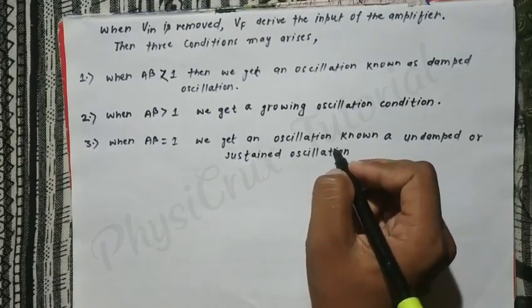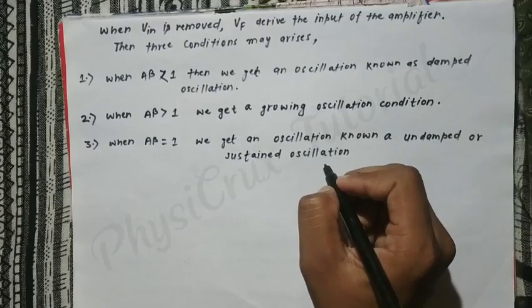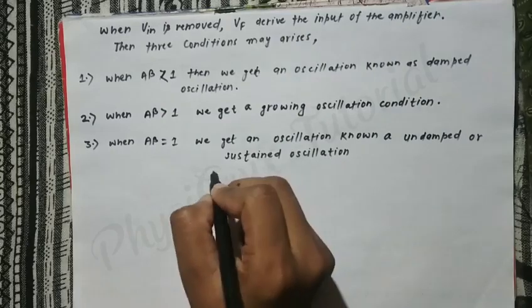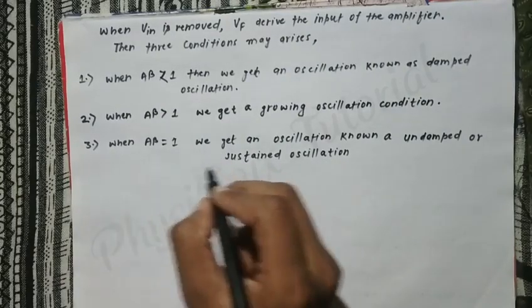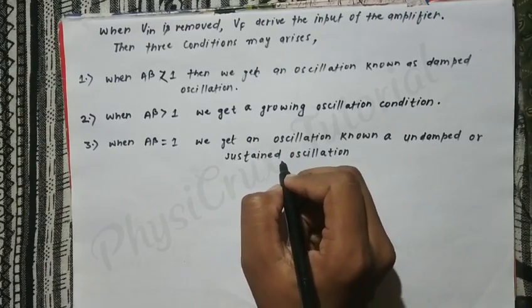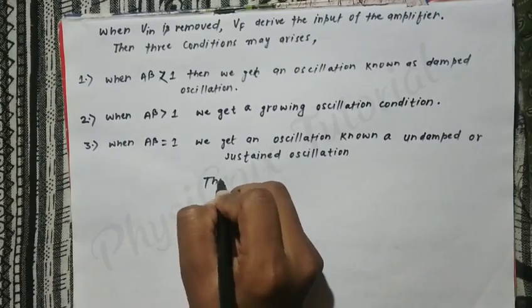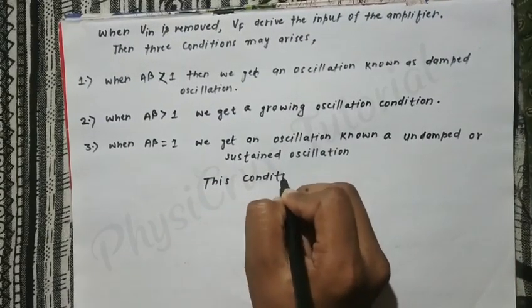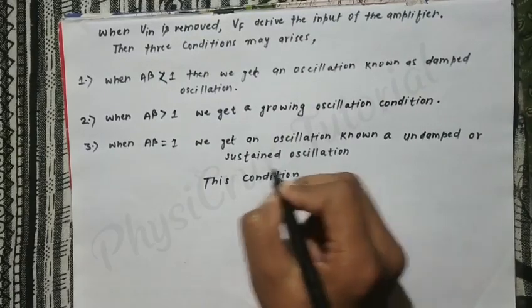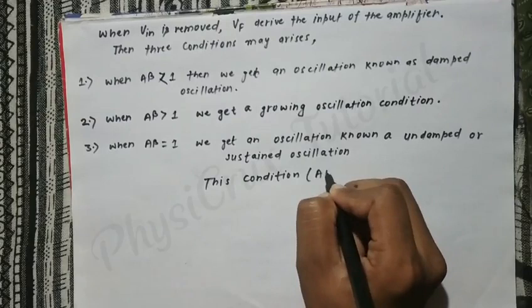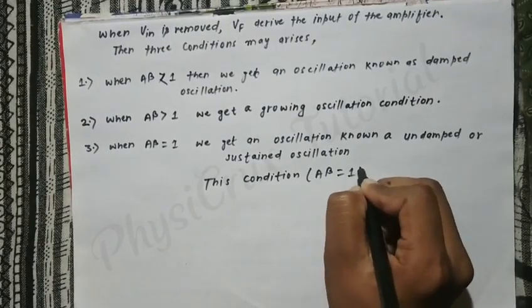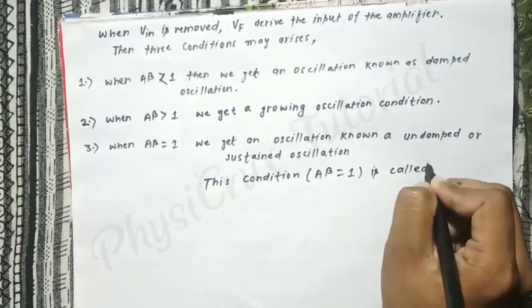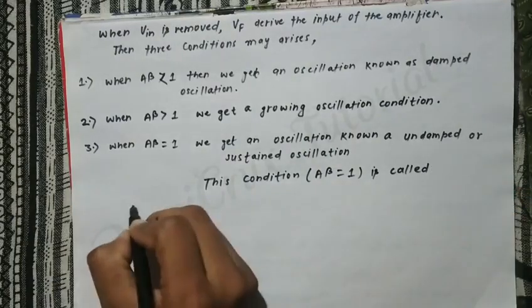Here the circuit provides its own input voltage, so the oscillator produces output without any input. This condition is called the Barkhausen Criterion of oscillation. This condition, that is A beta equal to 1, is called the Barkhausen Criterion.